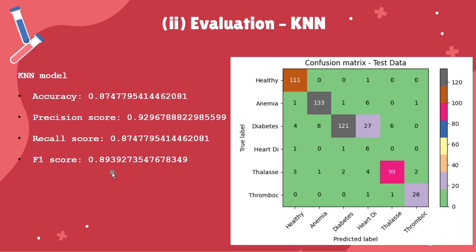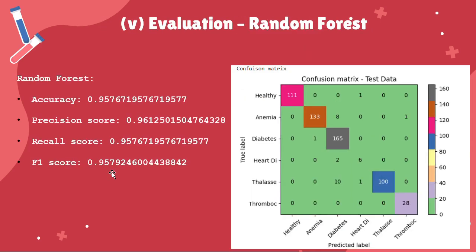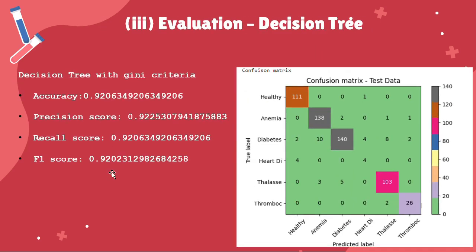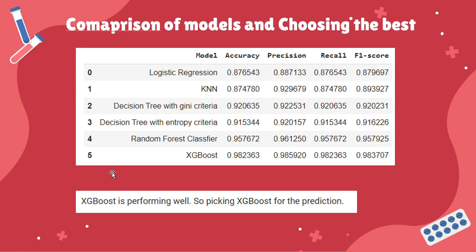So moving on to the next model, this is the KNN model, with confusion matrix, accuracy, precision, recall, F1 score. For all these models they are plotted, shown, and calculated. Then this is the decision tree with Gini criterion, then entropy, then random forest, then XGBoost, and this is the comparison table of all these models. From all these comparisons I came to know that XGBoost is performing well, so I am picking XGBoost for the prediction.